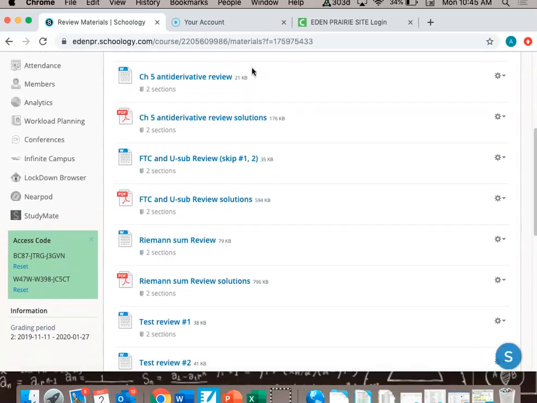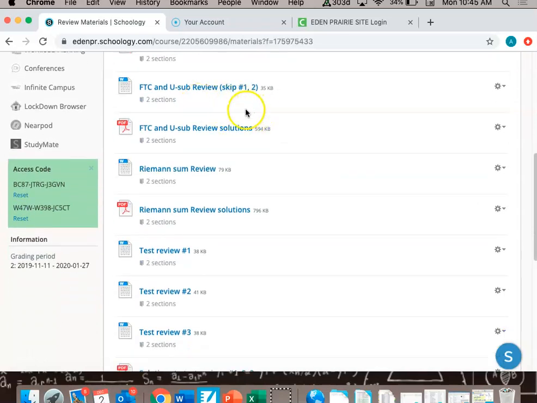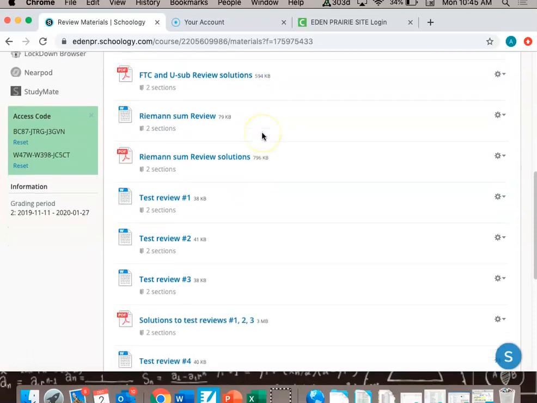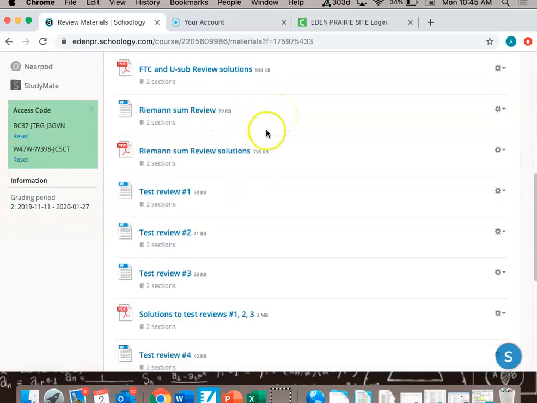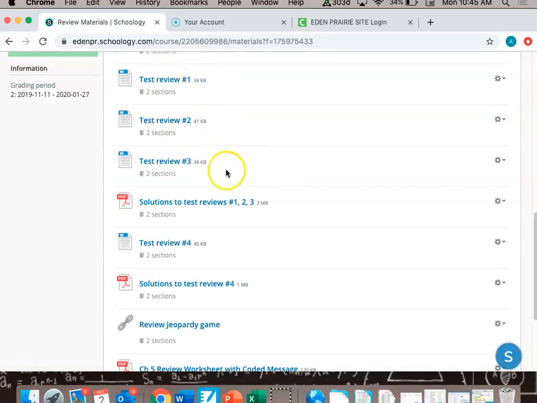Antiderivative review, just practicing a bunch of antiderivatives with solutions. FTC and U-sub review with solutions. Riemann sums with solutions. I think the Riemann sums might also include trapezoids in there too. All right, but then we get down to these big test reviews.